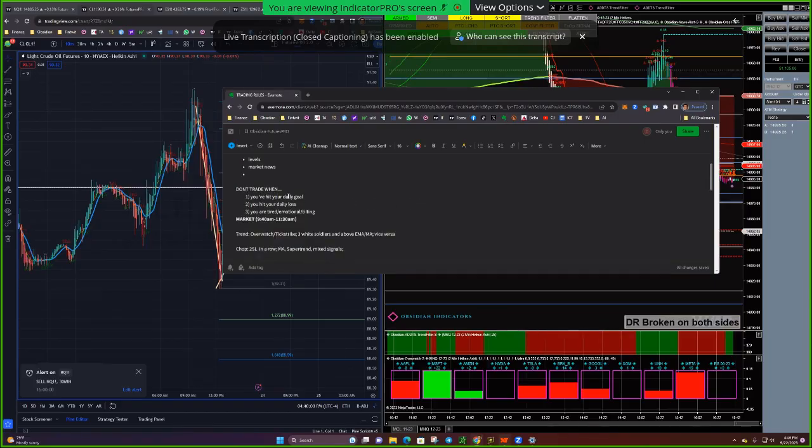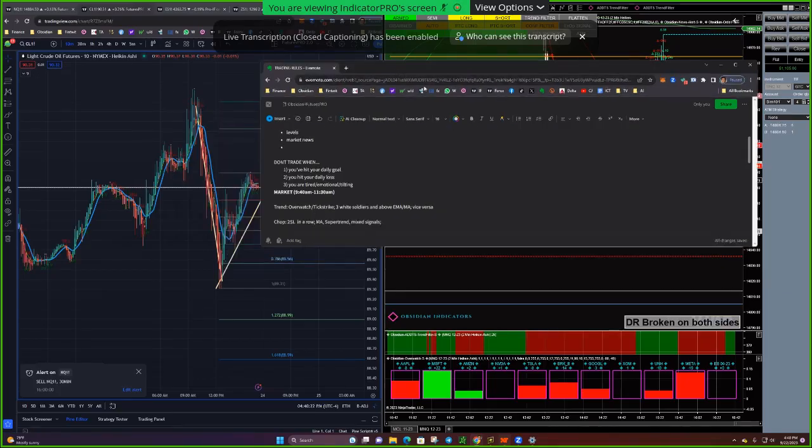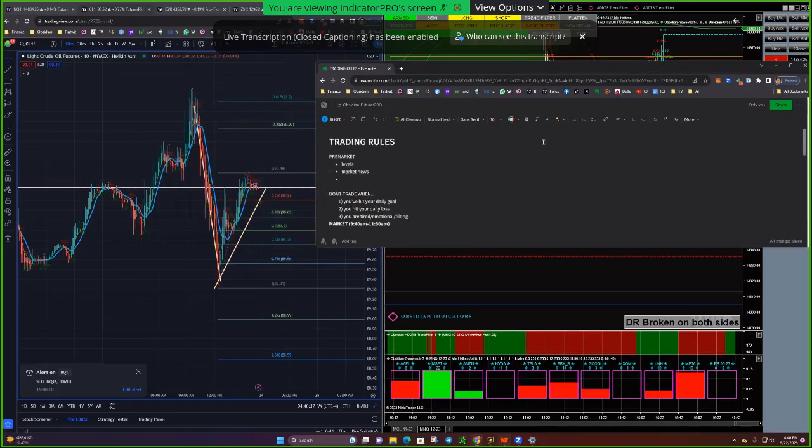If you hit your daily goal or you hit your daily loss, if you're tired, emotional, or you're tilting, stop trading. So if you hit your goal or you hit your stop loss, fire yourself. Either way, fire yourself and you're done for the day. And that takes a lot of discipline. If you fire yourself and then you see that later on you could have done such a good job, in the long run, how that helps you is it makes you want to not fail again. So try to stick to it.